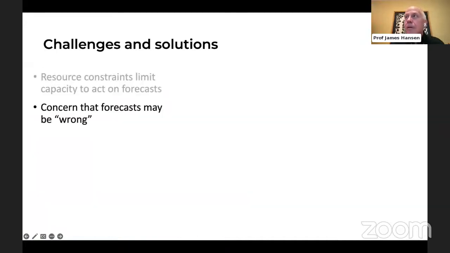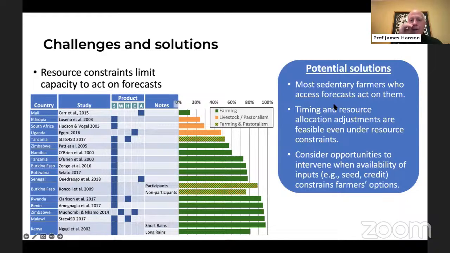Let me go back. So there's the argument that they cannot use forecasts because they don't have the resources needed. And yet there's conflicting evidence to say that even though they supposedly cannot use forecasts, they actually do. So we need to look more broadly at what kinds of decisions they change.